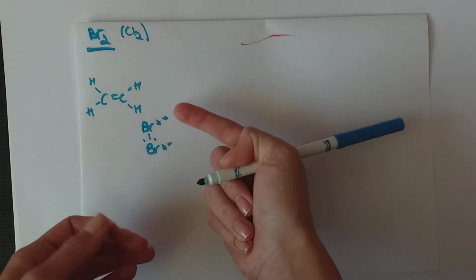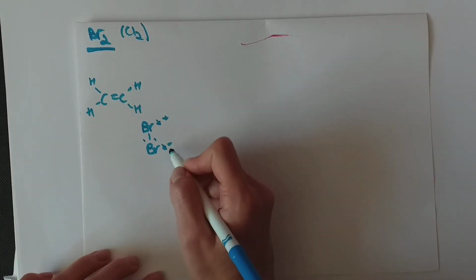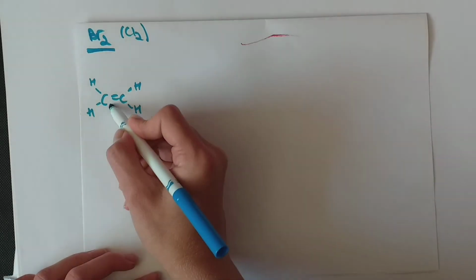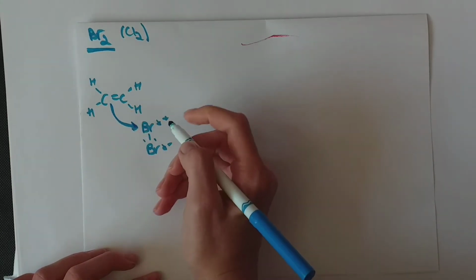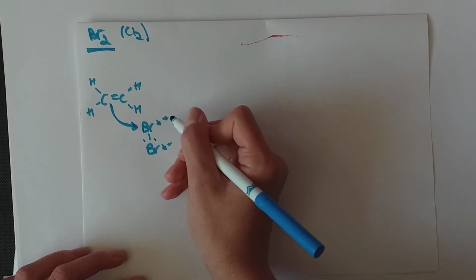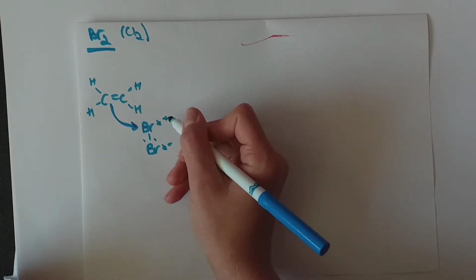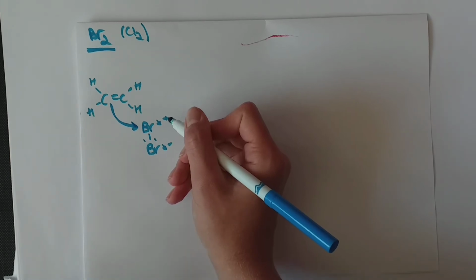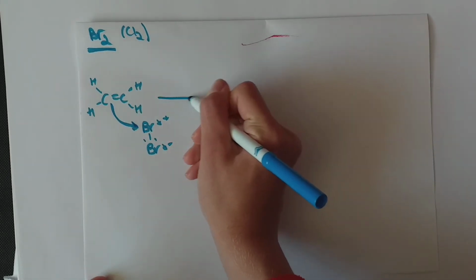So again, the same thing happens now. One of them is slightly positive, one of them is slightly negative. These electrons go to the bromine that's slightly positive. Our slightly positive bromine becomes an electrophile. It wants to attract electrons. It's electron loving. So these electrons move to this bromine.